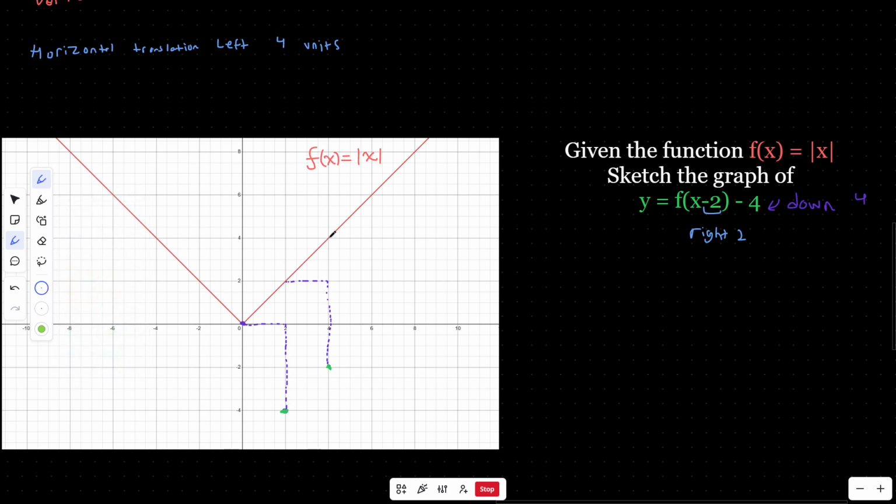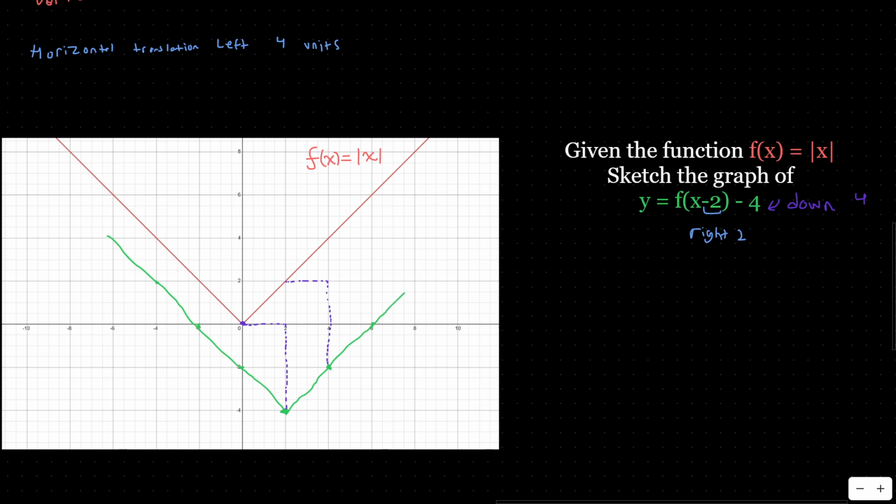So we have 0, 4, that's going to be right 2. We're going to go down and end up there. Let's go start from the negatives as well. We're going to go right 2 and then down 4. And it should look something like this. So I'll sketch that in really quickly.